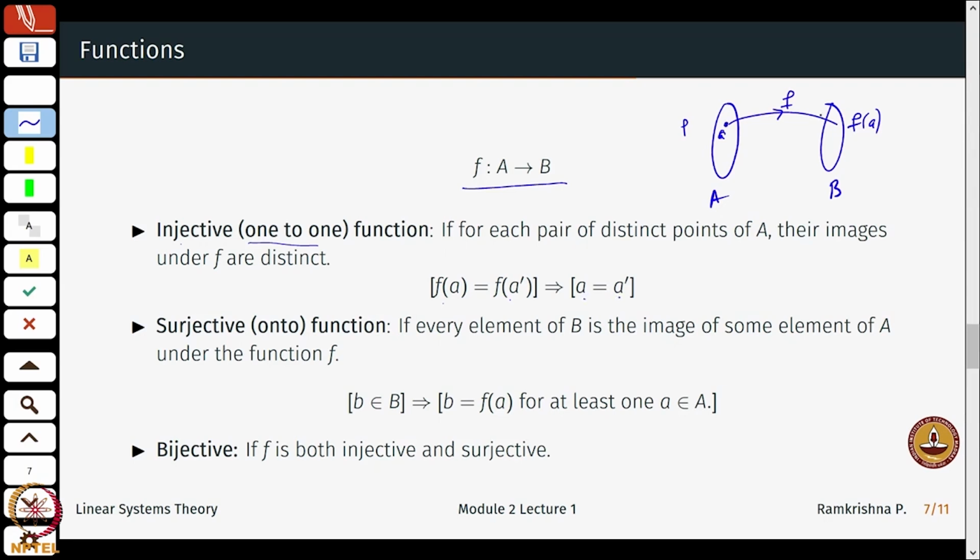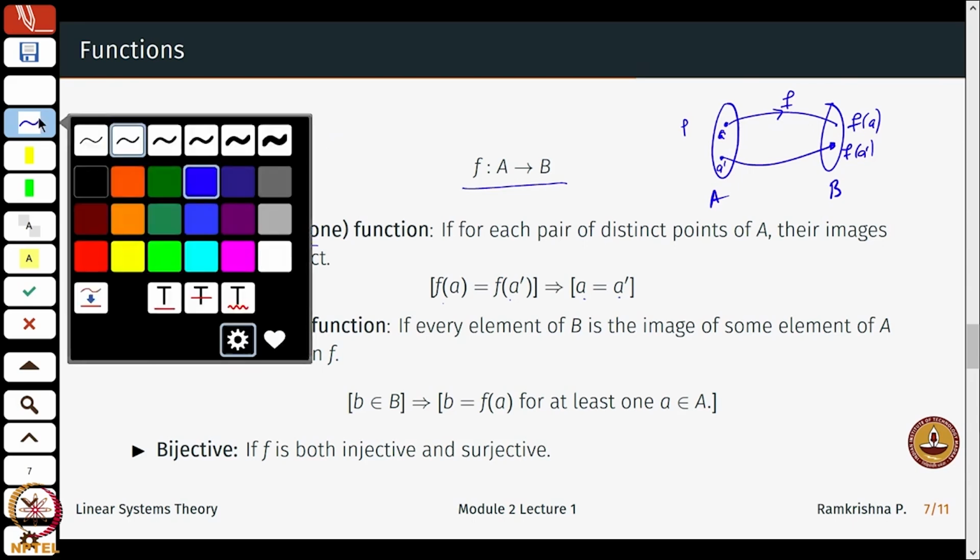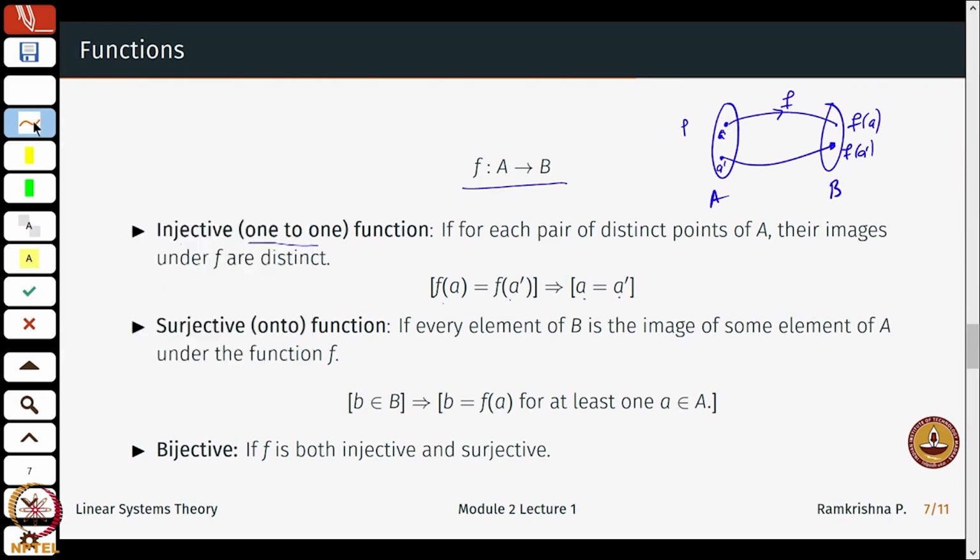So a will go to f of a, and if I take another point a prime, it will go to its own distinct point f of a prime. Or in other words, this a cannot map into some other point here. There cannot be any other a which transforms under f to here. So it will just be one-to-one, as they call it.